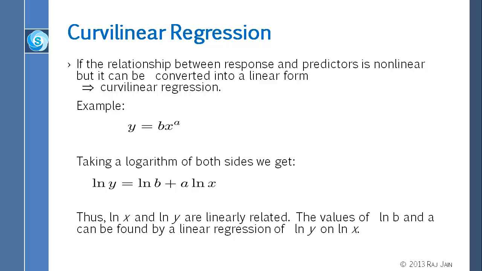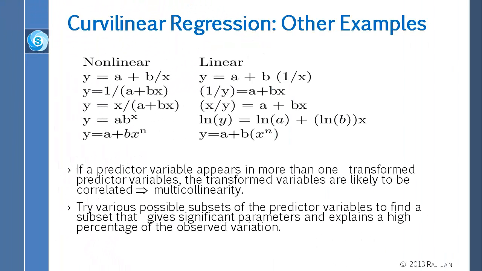For curvilinear, basically we do whatever is required to make it linear. So for example, if y equal to b x raised to a is the thing that we see, like parabolic or cubic or something like that, then we take the log on both sides and it becomes linear. Now we predict log y as a function of log x. Now they're linearly related then. So here are some examples.